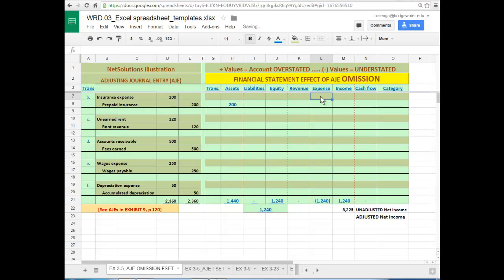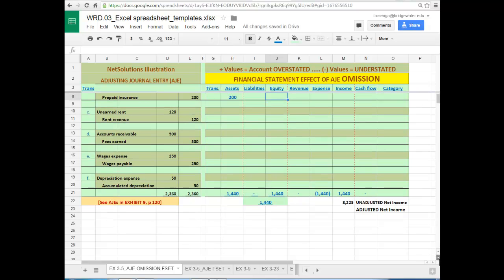And not making the debit to insurance expense would have caused an understatement of the expense. If we understate expense, we overstate income, and we overstate equity. So the effect of omitting entry B would be to overstate assets, understate expense, and overstate income and equity.